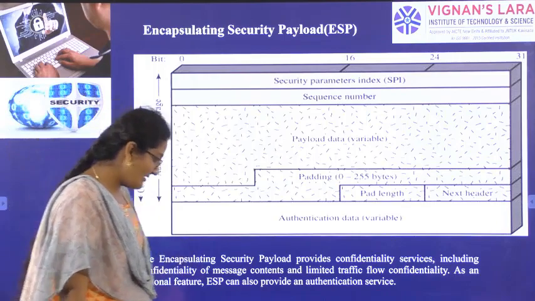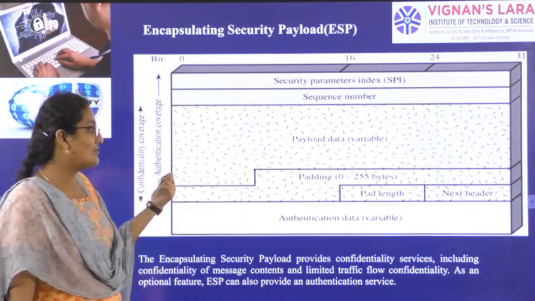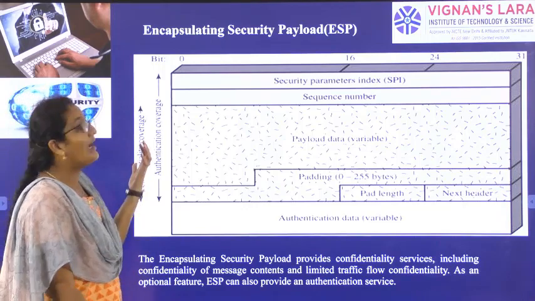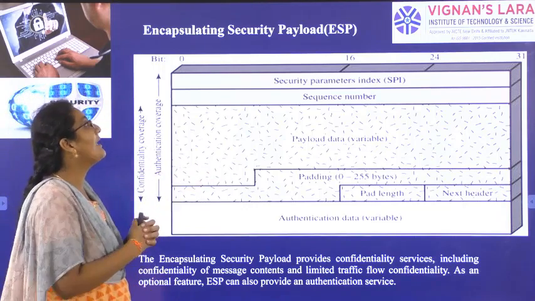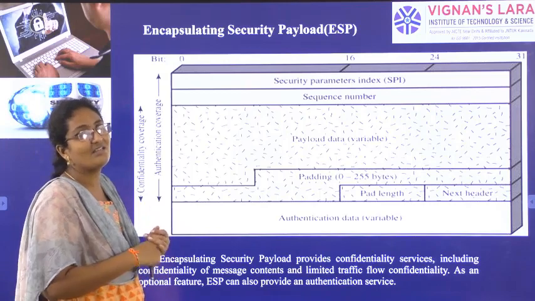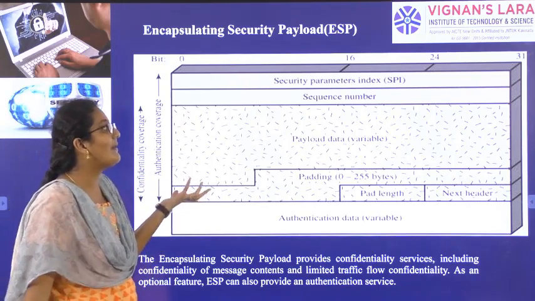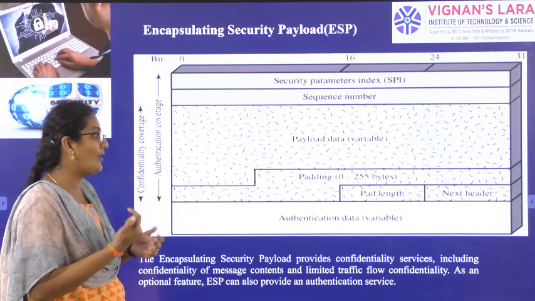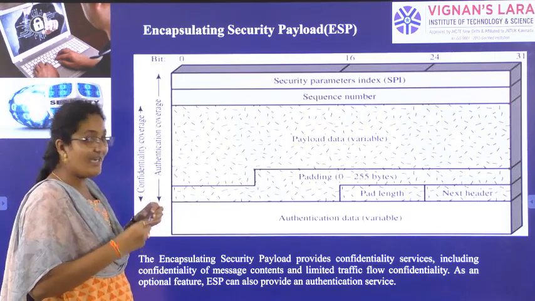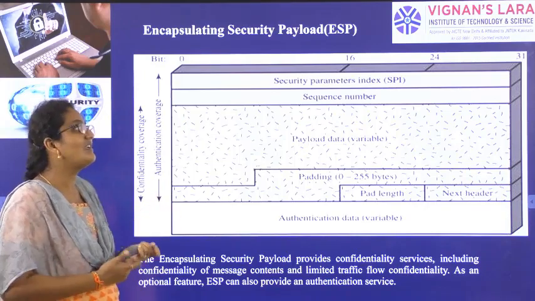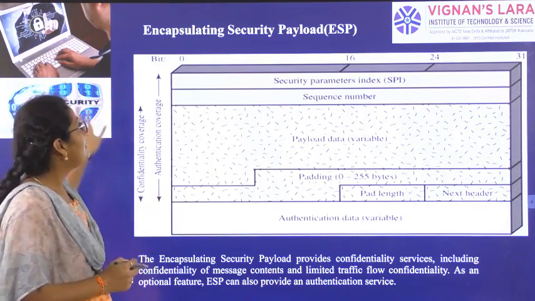So next, encapsulation security payload. So this also has the structure, and it is also divided into many parts, and the size of this encapsulating security payload is also 0 to 31 bits, nothing but 32 bits. It is divided into parts like security parameter index, sequence number, payload data, padding, next header and authentication data. So here also there is a concept of MAC, message authentication code, and which is variable.